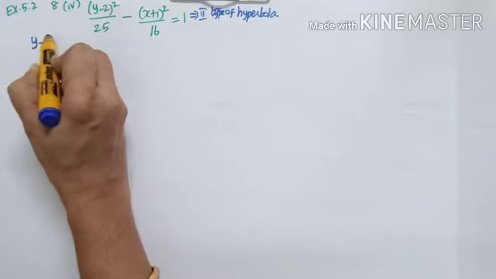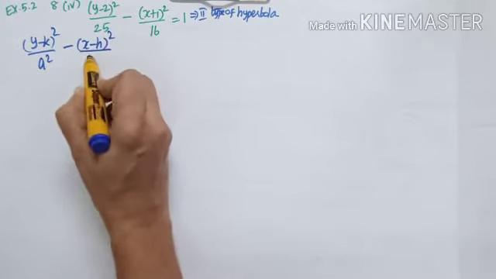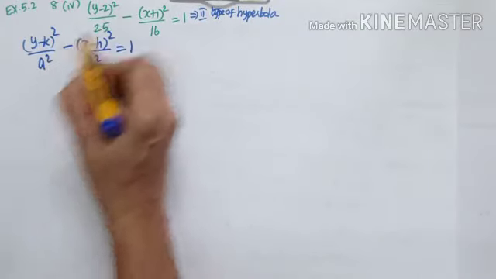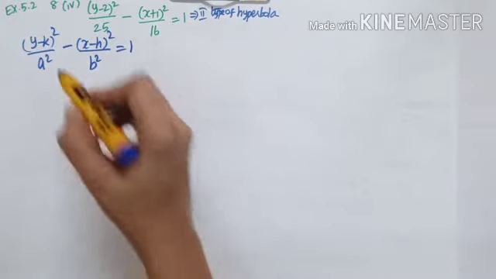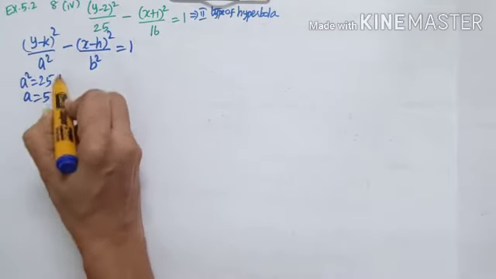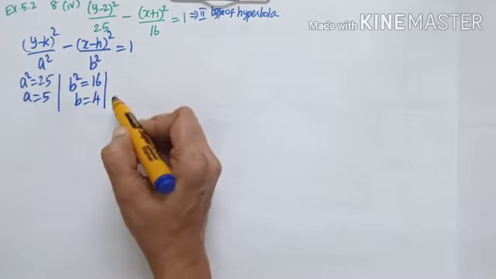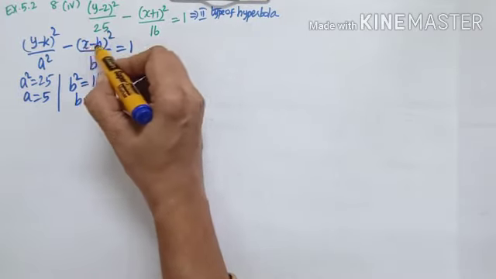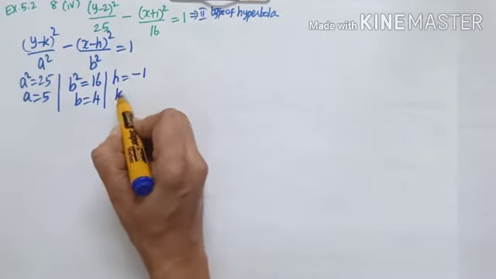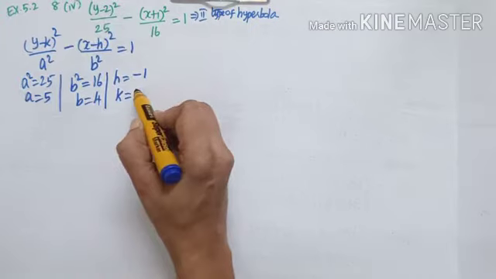Comparing with (y − k)² / a² − (x − h)² / b² = 1. Under positive, put a². Under negative, put b². Comparing, a² = 25, a = 5, b² = 16, b = 4. h: compare x − h, x + 1. So h equals −1. k: y − k, y − 2. k equals 2.